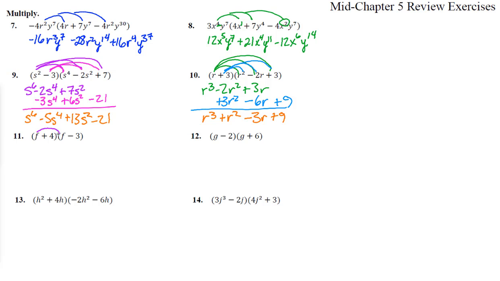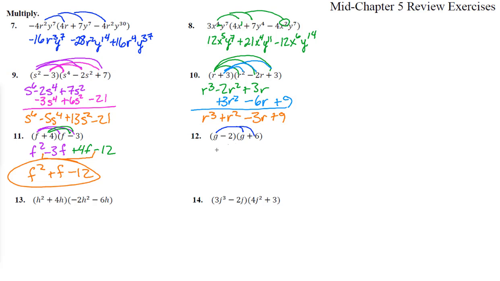F times f is f squared minus 3f, and then with a different color here, go like that. That's plus 4f, and then minus 12. All right, so the answer then when we combine these two middle terms together would be f squared plus f minus 12. Excellent. Number 12.